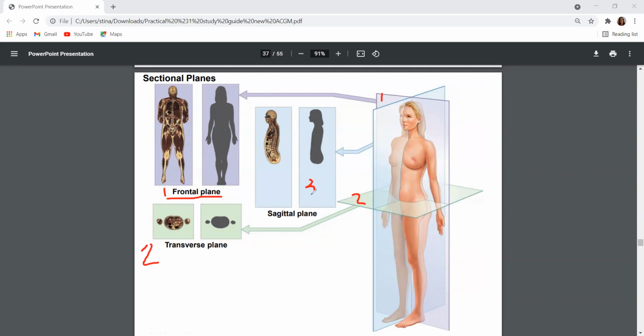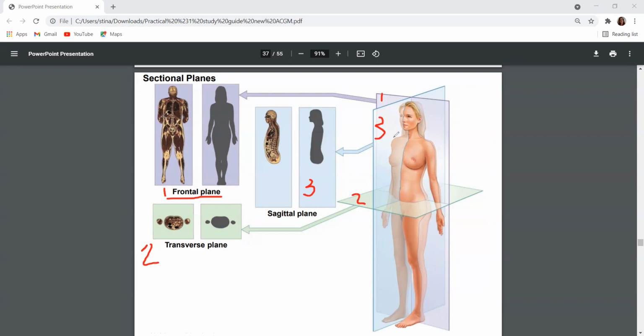Then number 3 is the sagittal. The sagittal is going to cut left from right or side to side. If you think sagittal starts with an S, side and side starts with an S. So left side from right side, that cut is going to be called a sagittal plane. You have a special sagittal plane that cuts the body or an organ into exact mirror images. So it's going to cut it right down the middle. And that's what you're actually seeing here in number 3. That's called a mid-sagittal plane.